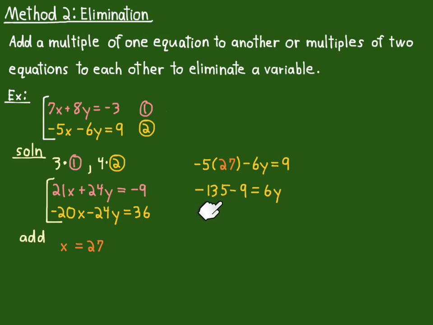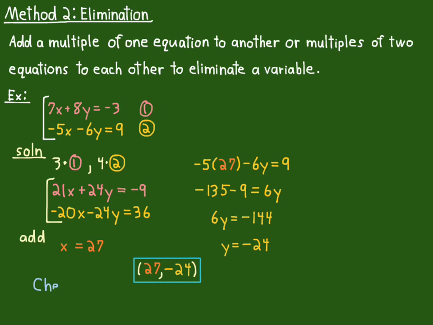Now I just have to combine these two here. Minus 135 minus 9 is minus 144. And then cross multiply the 6. And 6 will go into that. So you get y equals negative 24. So my answer is 27 comma negative 24.